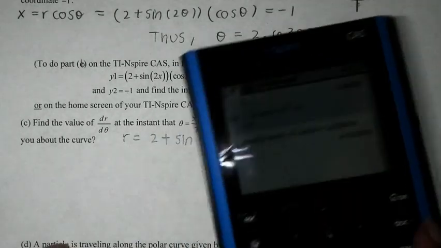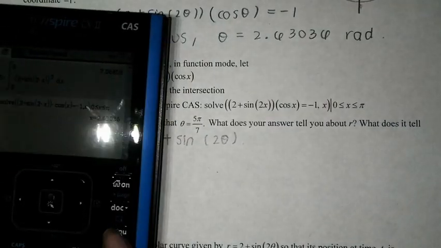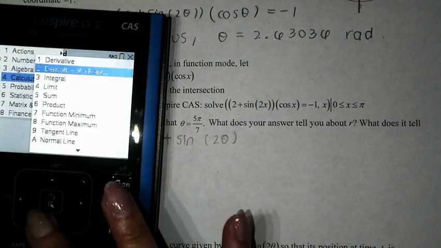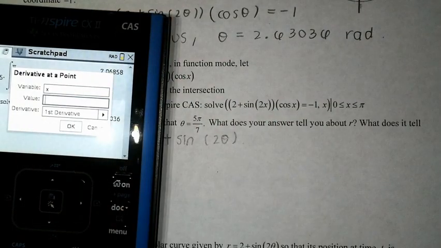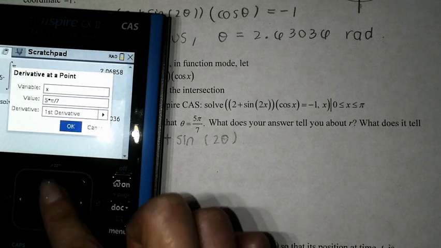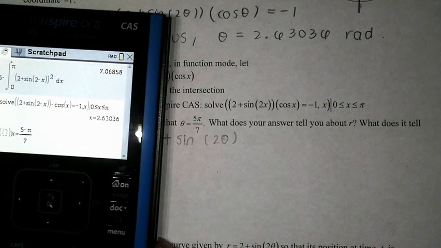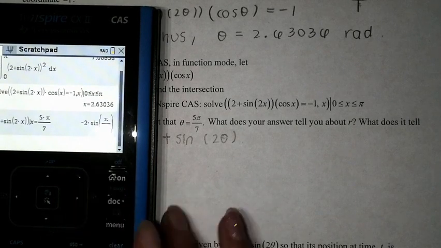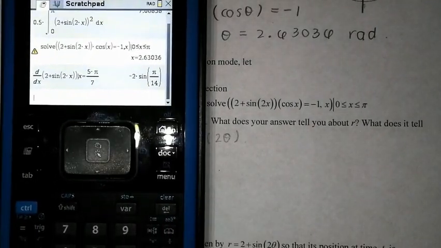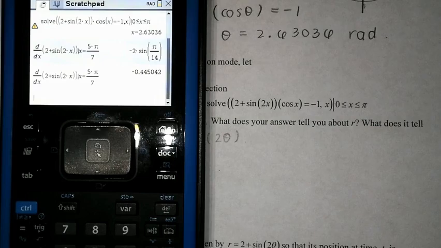So since you have a calculator, use it. What you're going to do here is you go to calculus, derivative at a point. Leave it as x. Remember, instead of theta, we're going to have x. Your number here is going to be 5 pi over 7, right? That's what it was. And then here you're going to type your expression, which is 2 plus sine of 2 times x. Take the derivative of that situation. This is giving you the exact value. So what are you going to do? Control enter, and then you get the exact decimal.